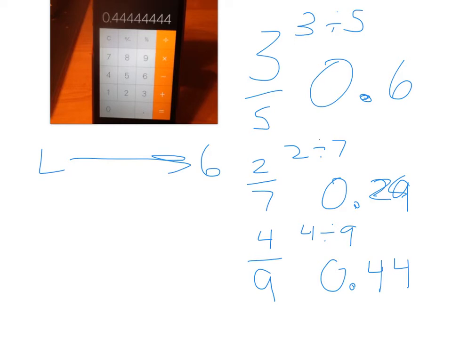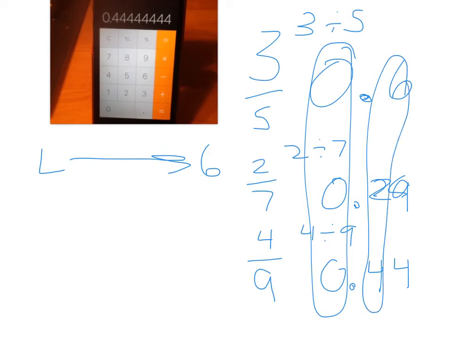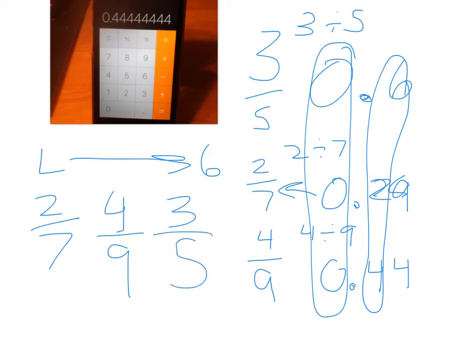Now what I do is I'm going to compare these. Now I'm looking down the place values. They all have zeros in common, so I need to move over. Now I'm looking, and we see they're not all in common. We see the 2 is the smallest. So the 2 relates to the 2/7. So 2/7 is my smallest one. Now I see a 4, which would give me 4/9. And then I see my 6, which would give me 3/5. So in order from least to greatest goes my 2/7, my 4/9, and then my 3/5.